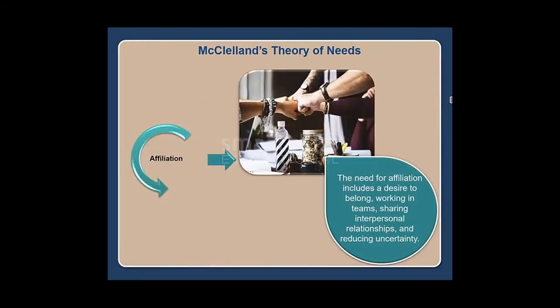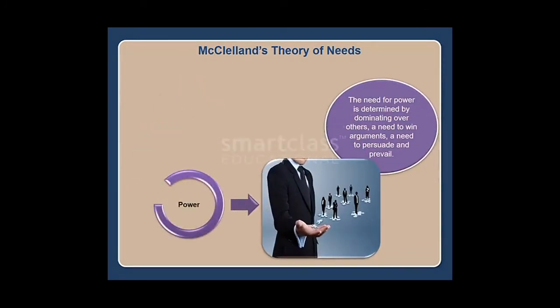Affiliation. The need for affiliation includes a desire to belong, working in teams, sharing interpersonal relationships, and reducing uncertainty. Power. The need for power is determined by dominating over others, a need to win arguments, a need to persuade and prevail.